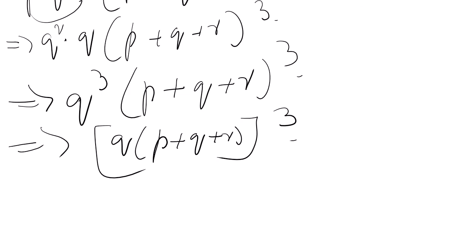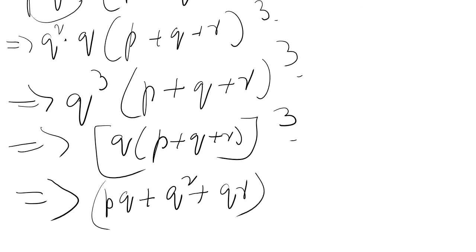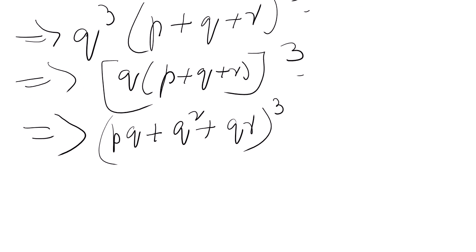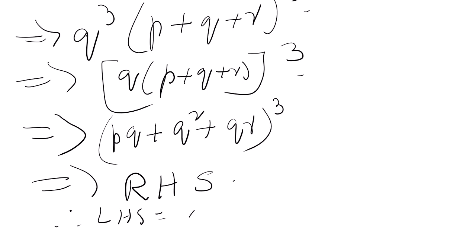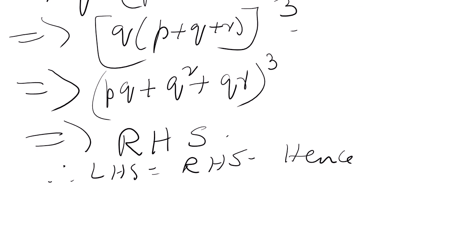Okay. So this implies (PQ plus Q square plus QR) whole cube. Okay, that is nothing but RHS. So therefore LHS is equal to RHS. Okay, hence shown.